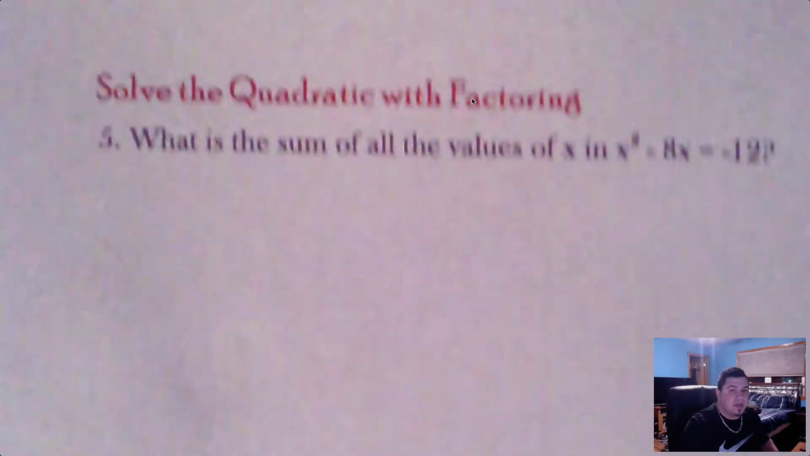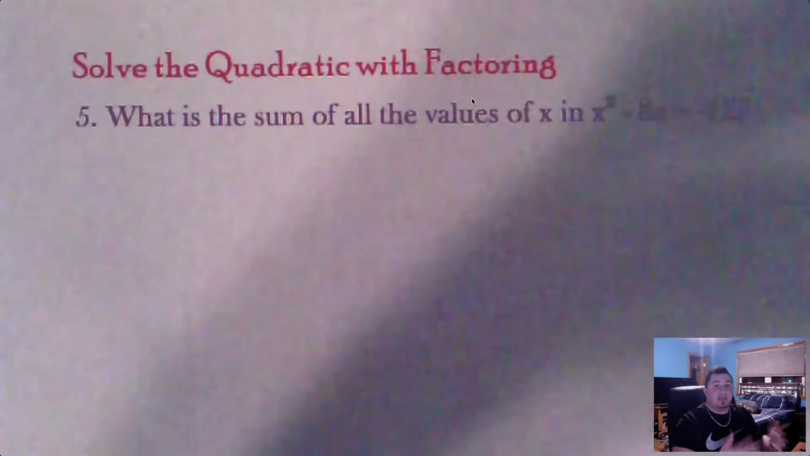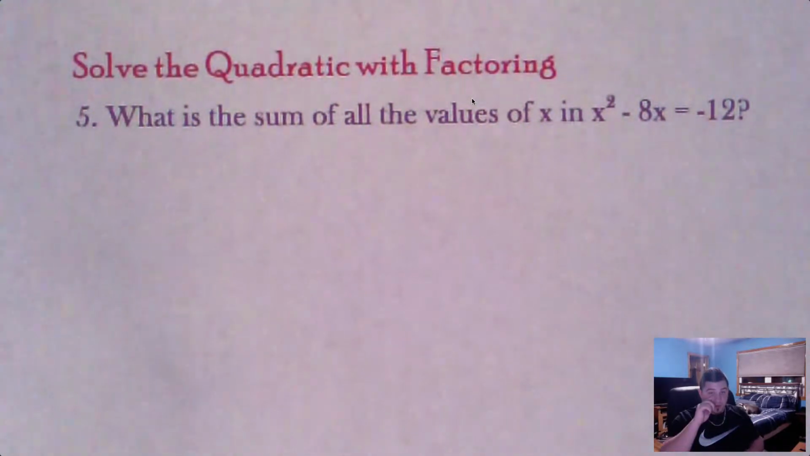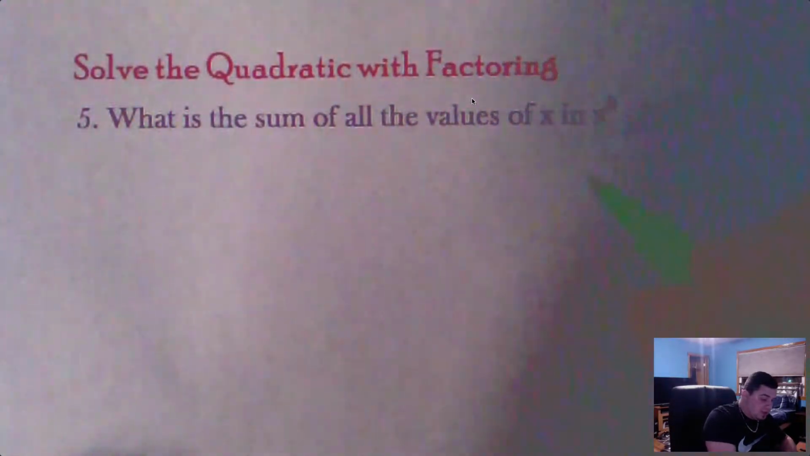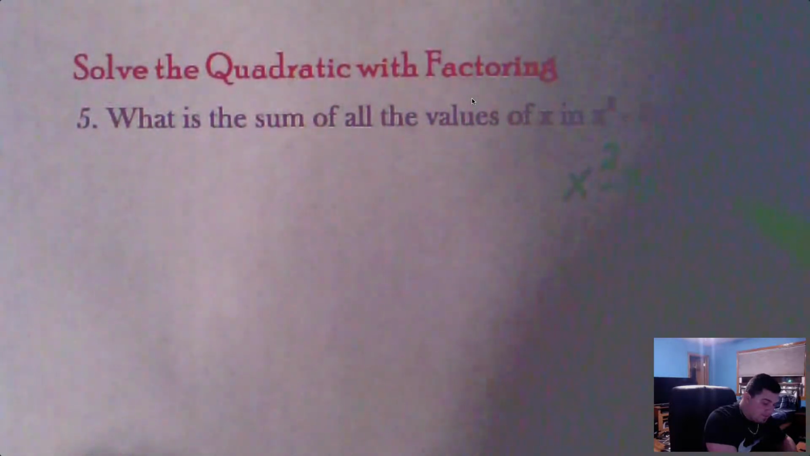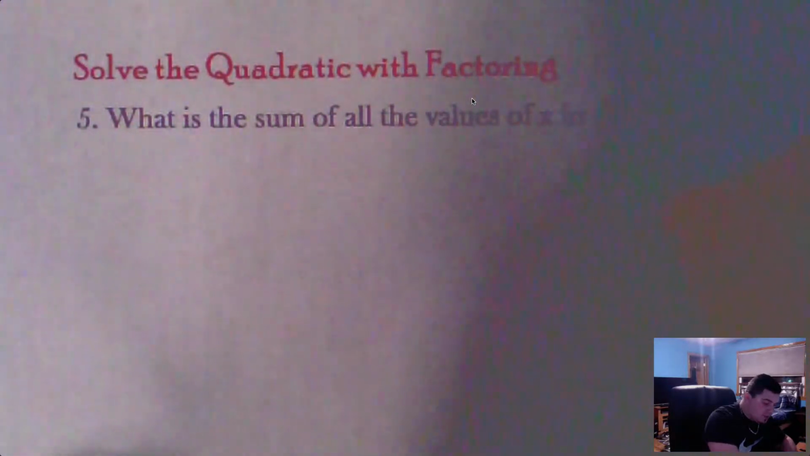All right. Last problem of the day is an example of something that could be asked outside of just what is the solutions. This one says, find the sum of all the values of x in x squared minus 8x equals negative 12. So what it's really asking for you is to solve it first. So again, I'm going to get it equal to 0 by adding that 12 to the other side. So I end up with x squared minus 8x plus 12 equals 0.